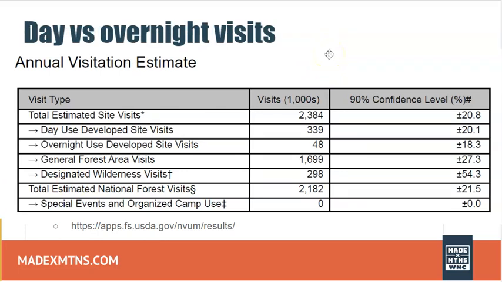Okay, in terms of day versus overnight visits, this is again data from the U.S. Forest Service. If you look at their information on developed site visits, the day use of those sites is about 88% of the total visits at developed sites. So 339 divided by 339 plus 48 is about 88%. So most visitation in national forests is day trips, day visits.